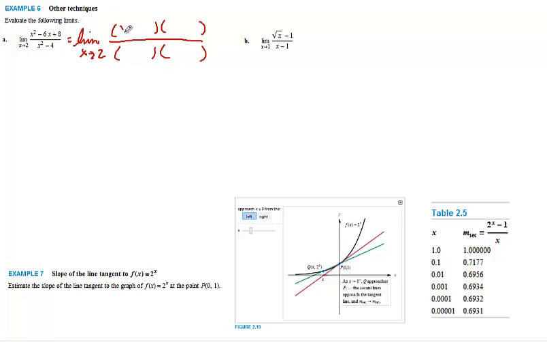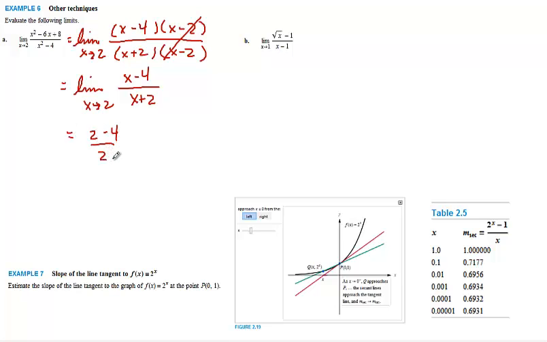So I'm going to factor the numerator: x minus 4, x minus 2, check it, yep, that's it. And the bottom one, x plus 2, x minus 2, since it is a difference of squares. The x minus 2 cancels out, and I get the limit as x goes to 2 of x minus 4 over x plus 2. I can plug into this: 2 minus 4 over 2 plus 2. That equals negative 2 over 4. My answer is negative 1/2.